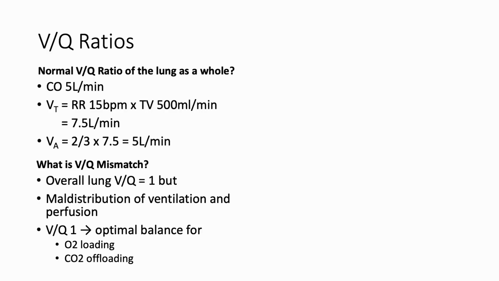As we've said previously, the VQ ratio of the lungs as a whole is 1, because cardiac output is 5 litres per minute and alveolar minute ventilation is 5 litres per minute. We need to be very clear about what the term VQ mismatch actually means. It refers to the situation where the lungs as a whole still have a VQ ratio of 1, but there's maldistribution of ventilation and perfusion amongst the individual lung units.